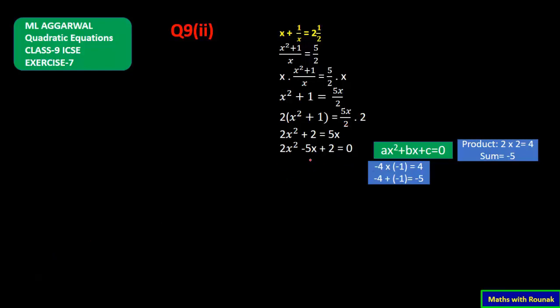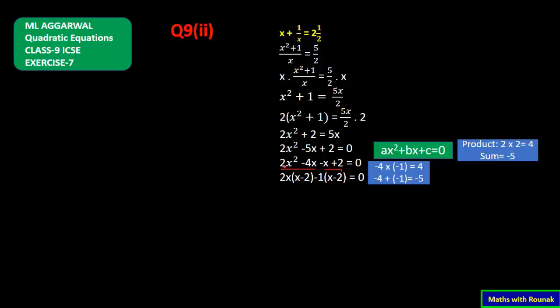Now we have to split the middle term. After splitting, we get the result as 2x squared minus 4x minus x plus 2 is equal to 0. We can take 2x common from 2x squared and 4x, and we can take negative 1 common from x and positive 2. After simplifying, we will get the result as 2x in bracket x minus 2 minus 1 in bracket x minus 2 is equal to 0.